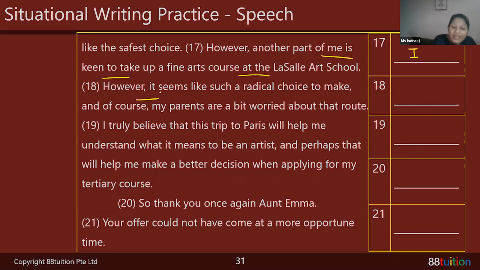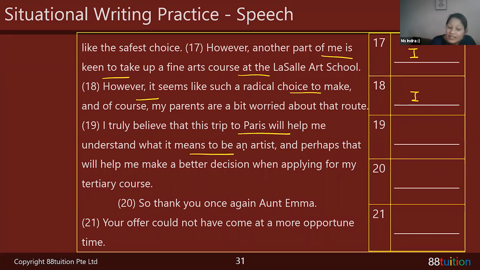Okay, however, it seems like such a radical choice to make, and of course, my parents are a bit worried about that route, right? So basically, invention, you're talking a little bit more about yourself, you want to engage a little bit more, you want to share with your aunt a little bit more, right? Because you have to update her on your choice, that's the requirement, right? I truly believe that this trip to Paris will help me understand what it means to be an artist, and perhaps that will help me make a better decision when applying for my tertiary course.